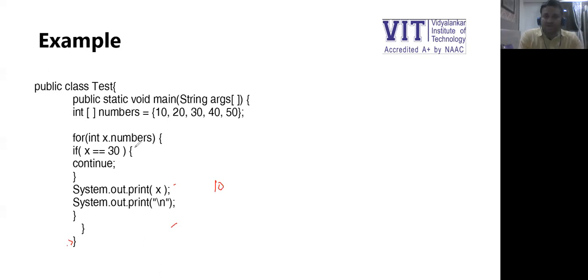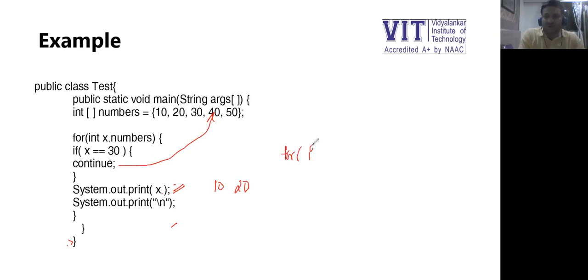Then the next integer is 20. Is it equal to 30? No. Continue will not get executed. Print x, so it will print 20. The next integer is 30. Is it equal to 30? Yes. Continue will get executed. So it moves to the next integer, 40. This print statement is bypassed. For that iteration the rest of the loop body is skipped, but the loop itself is not terminated.